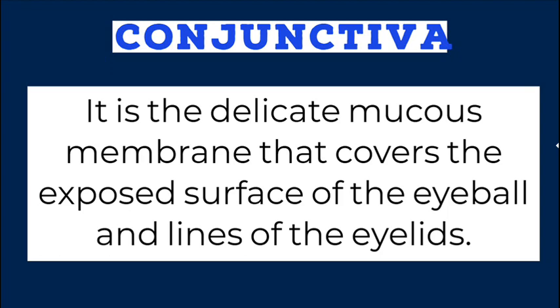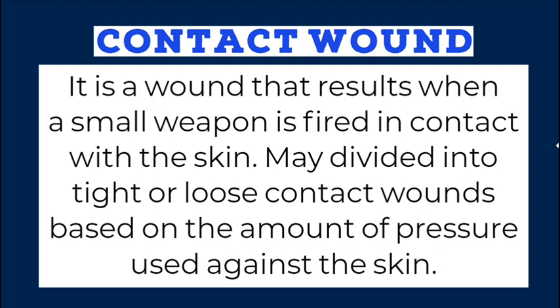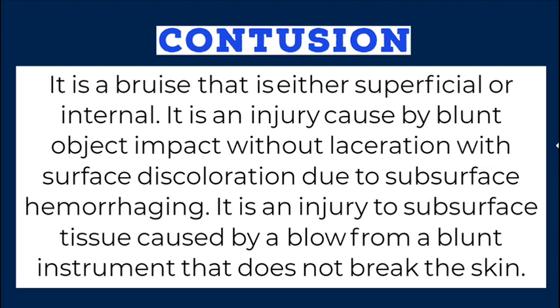Contact wound. It is a wound that results when a small weapon is fired in contact with the skin. May be divided into tight or loose contact wounds based on the amount of pressure used against the skin. Contusion. It is a bruise that is either superficial or internal. It is an injury caused by blunt object impact without laceration with surface discoloration due to subsurface hemorrhaging. It is an injury to subsurface tissue caused by a blow from a blunt instrument that does not break the skin.